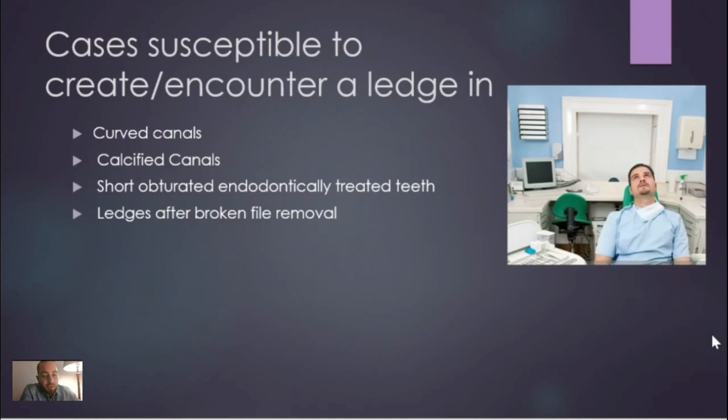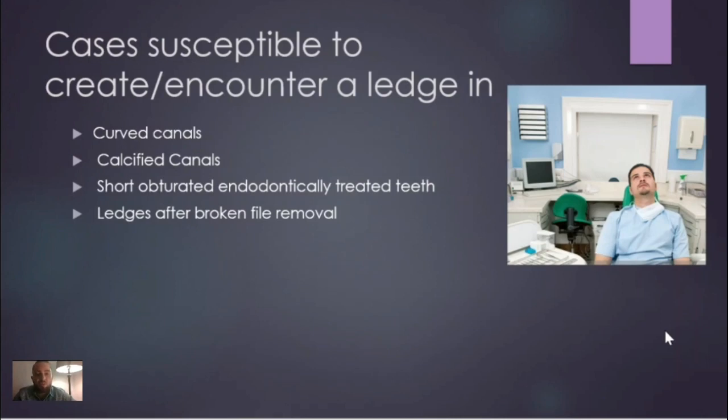Alright, let me ask you here, in which cases do you believe creating a ledge is easier? In a straight root canal case or a curved canal case? Well, ledges are more common in curved canal cases and calcified canal cases, so you have to be extra careful during the preparation of such canals. Also, ledges are encountered after the removal of a broken file. This is an intentional ledge, which is created during the preparation of the staging platform around the broken file.